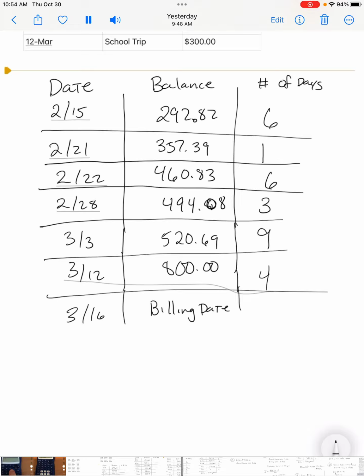357.39, down arrow and typing, leaving it as 1. 460.83, hitting the down arrow and putting that as a 6. 494.08, hitting the down arrow and putting that as a 3. 520.69, hitting the down arrow and having that be a 9.